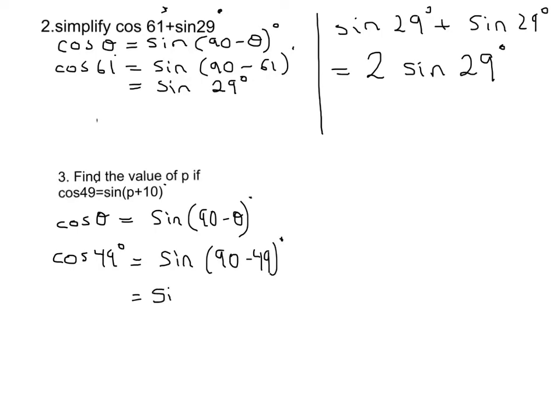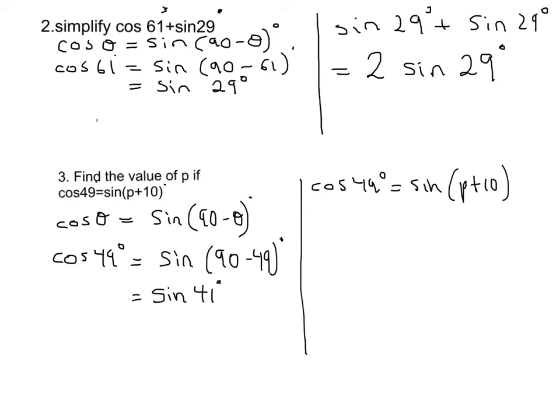So this gives me sine 41 degrees. So cos 49, sorry, take that back. Cos 49 equals sine 41. So, over here, going back to the equation of cos 49 equals sine bracket p plus 10.